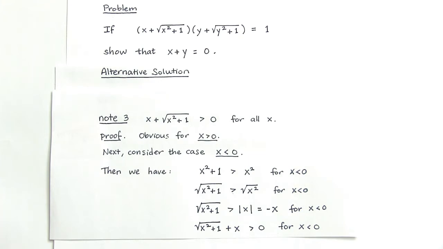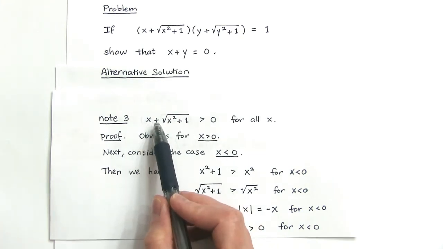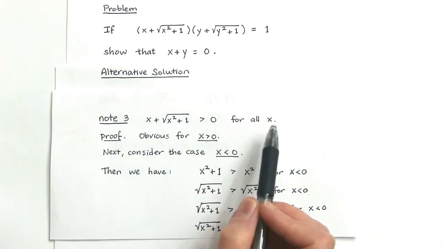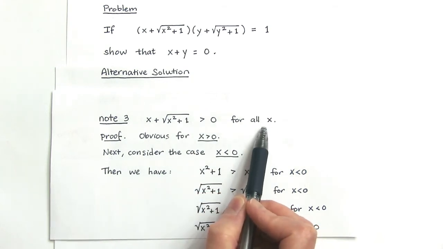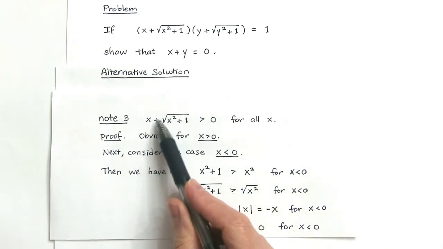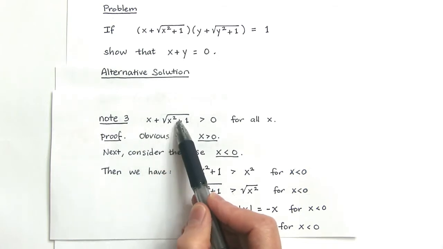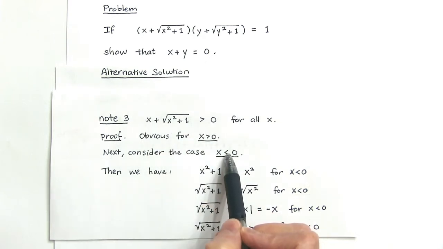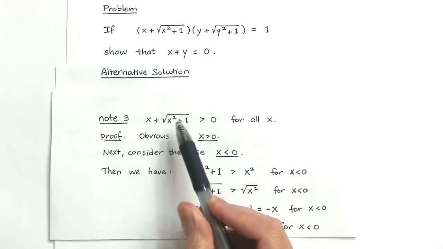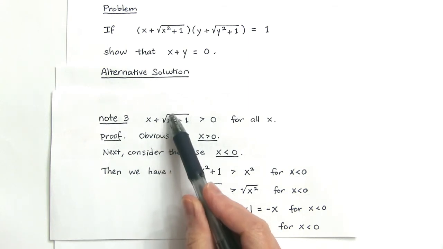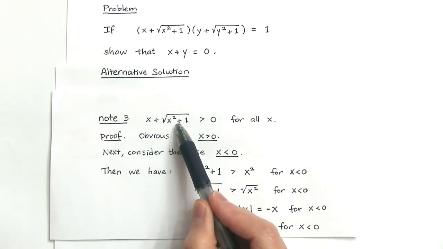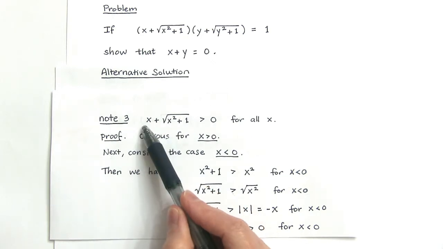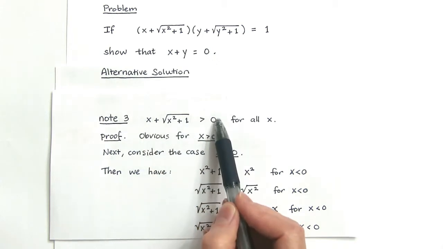Note 3 is that this quantity, x plus the square root of x squared plus 1, is positive for every real value x. And how I show it, this is obvious if x is positive, nothing to show. I have a positive quantity plus a positive quantity, it has to be positive. But what happens if x is negative? Well, basically what's happening is that when I square x and add 1 and take the square root, I'm getting a quantity that's larger in magnitude than the magnitude of x, so that when I add it to x, even though x is negative, I'm still getting a positive quantity.